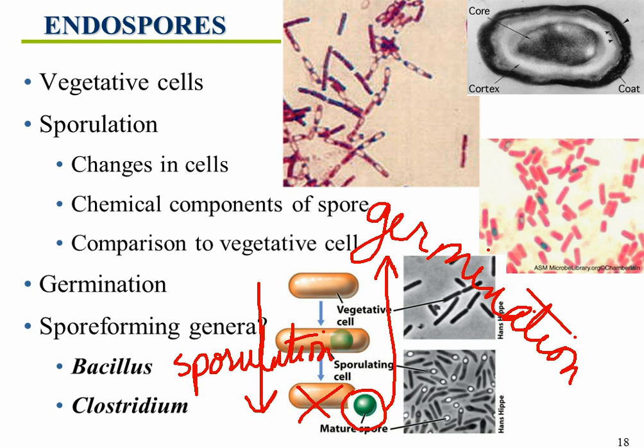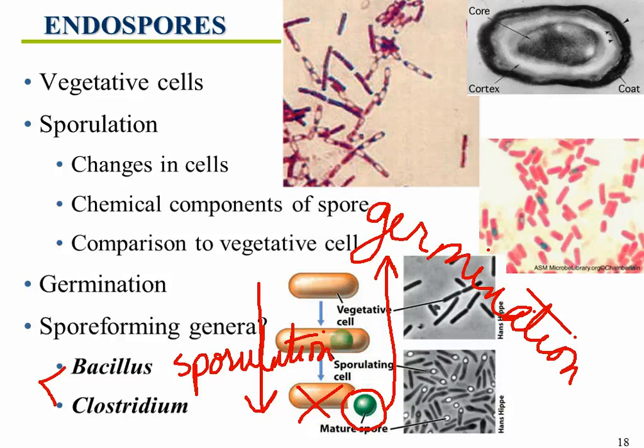So the overall function of sporulation is survival against adverse conditions. There are lots of bacterial genera that make spores, but the two that you should know, because they are medically important, are the genus Bacillus and the genus Clostridium.